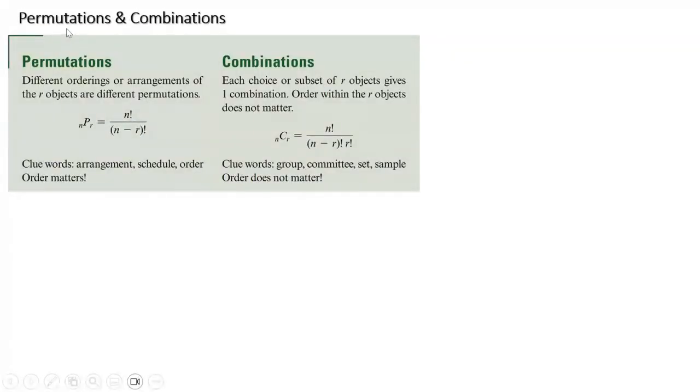Okay, now to sum up permutations and combinations. Here are the words that would tell you it's going to be a permutation: arrangement, schedule, order, and order matters. This will be a permutation. The words for a combination are group, committee, set, sample, and order does not matter. It means there's going to be a combination.